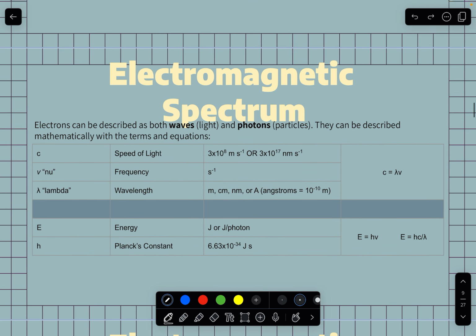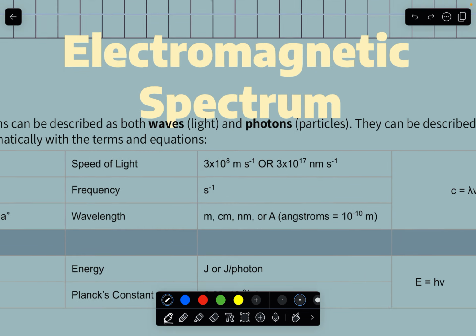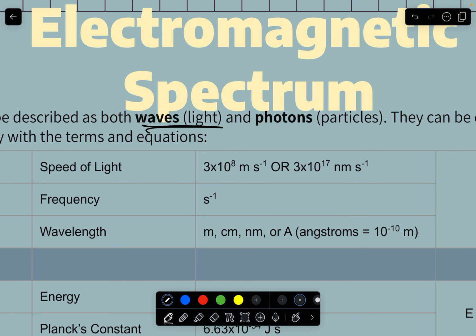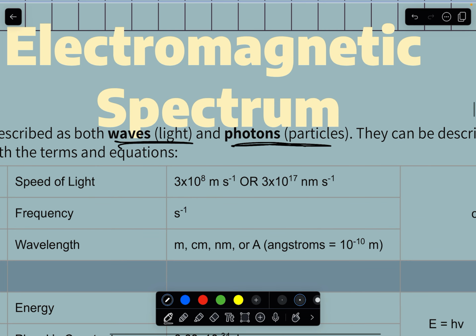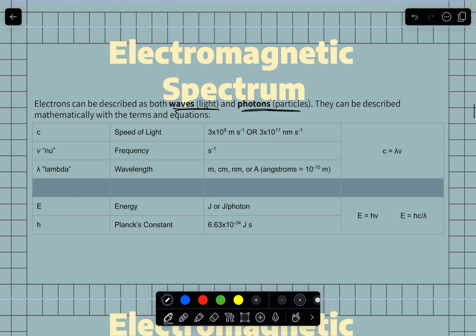All right. For the electromagnetic spectrum, when we're talking about electrons, they have a duality. We're talking about waves and photons, so as light or as particles. With this, we will have some math, so some important variables to know.